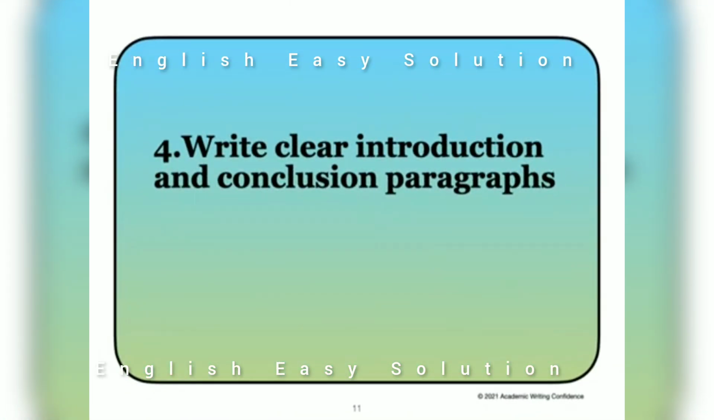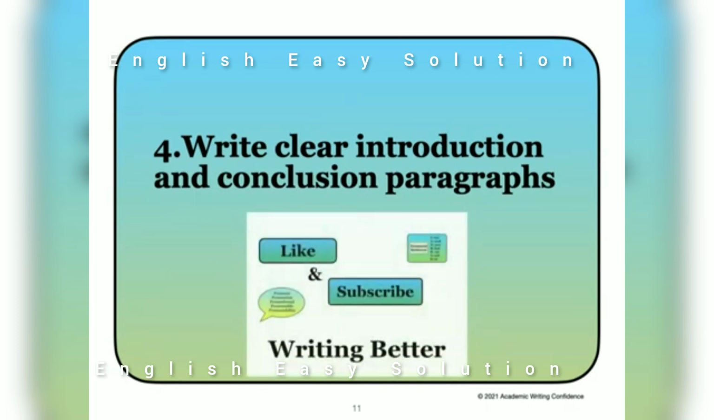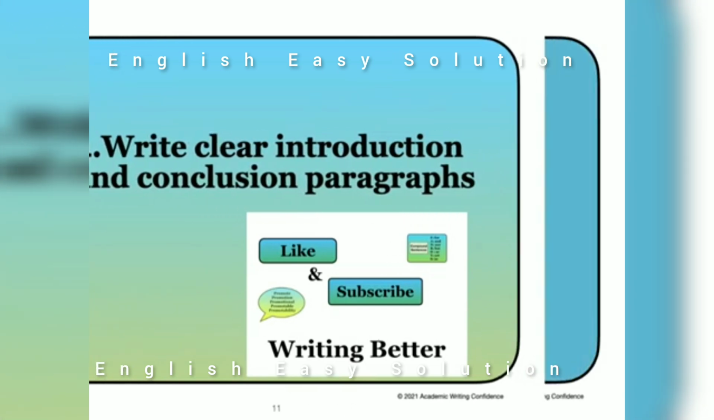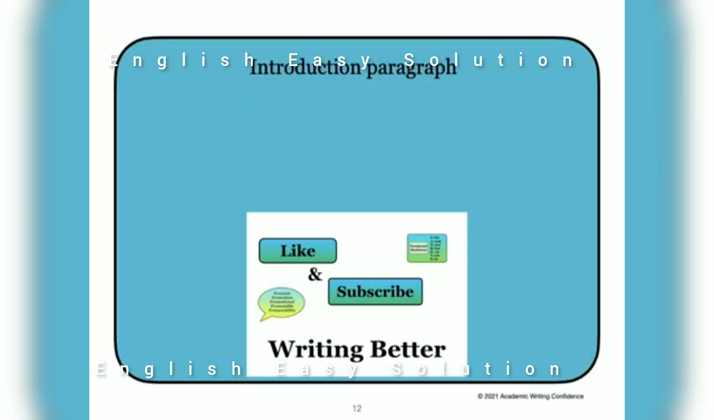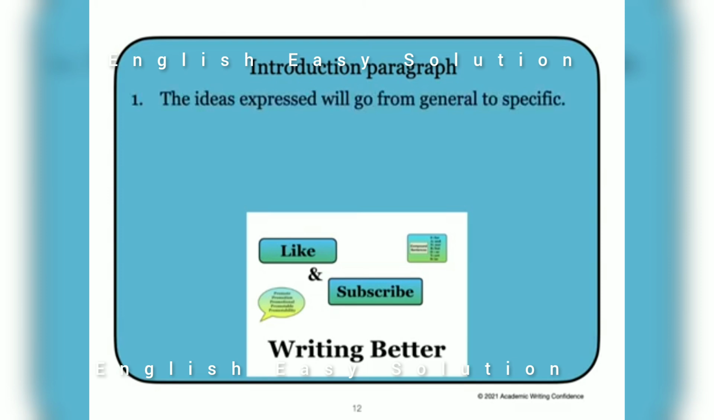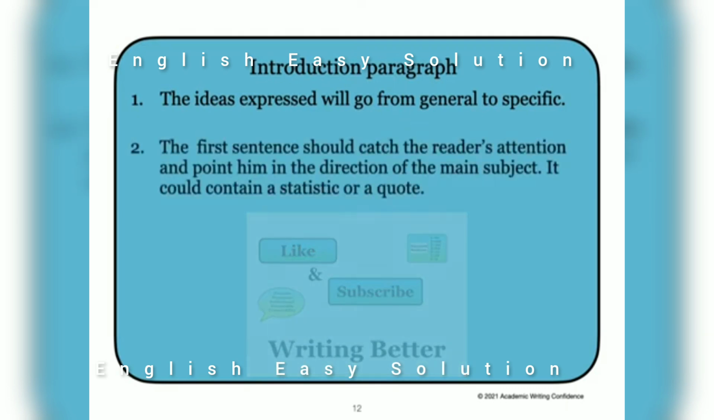The fourth tip about how to improve your academic writing is to be sure to write clear introduction and conclusion paragraphs. In a clear introduction paragraph, the ideas expressed all go from general to specific. The first sentence should catch the reader's attention and point him in the direction of the main subject. It could contain a statistic or a quote.